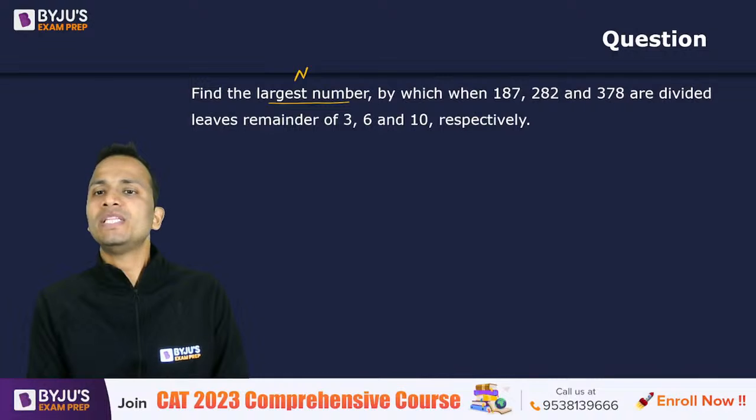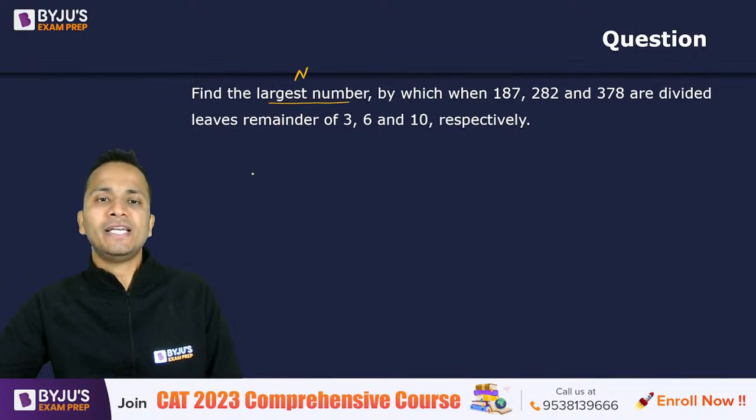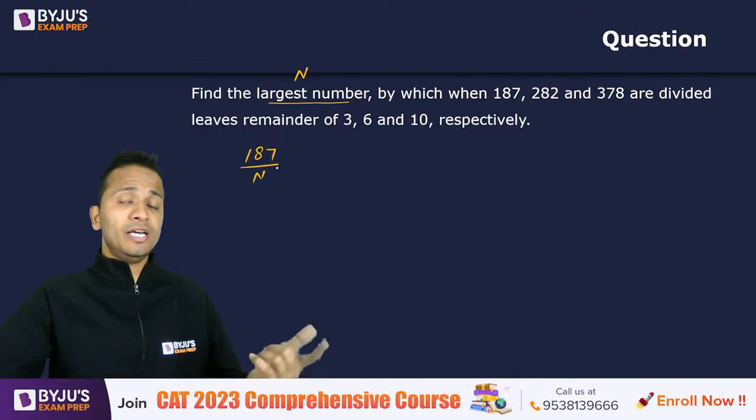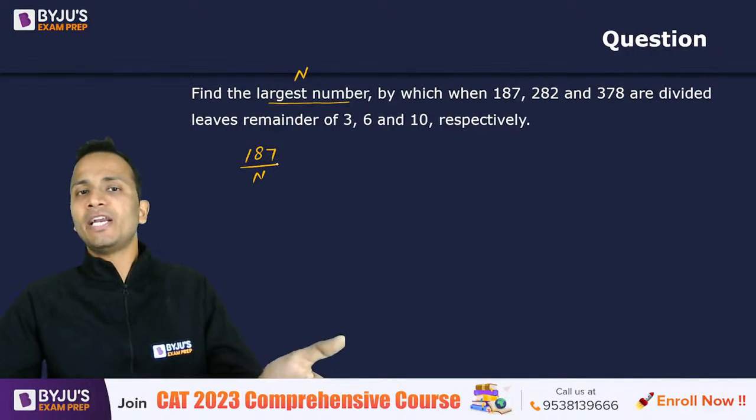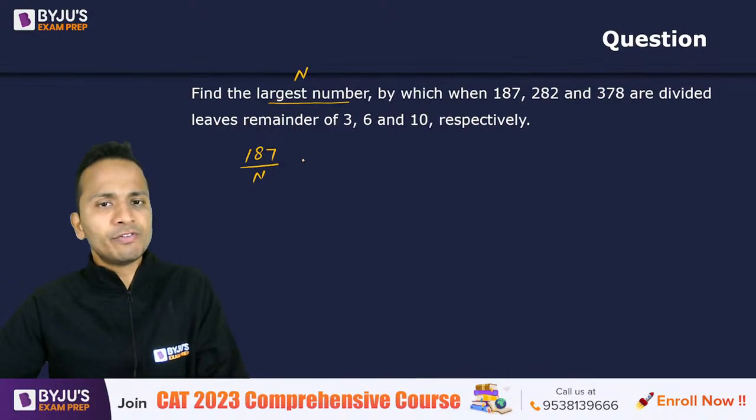Largest number by which when these are divided, the remainder is 3, 6 and 10. So basically 187 when divided by n. Here it is the opposite. Earlier n was getting divided by the numbers. Now here the numbers are getting divided by n. So 187 when divided by n, the remainder is 3.